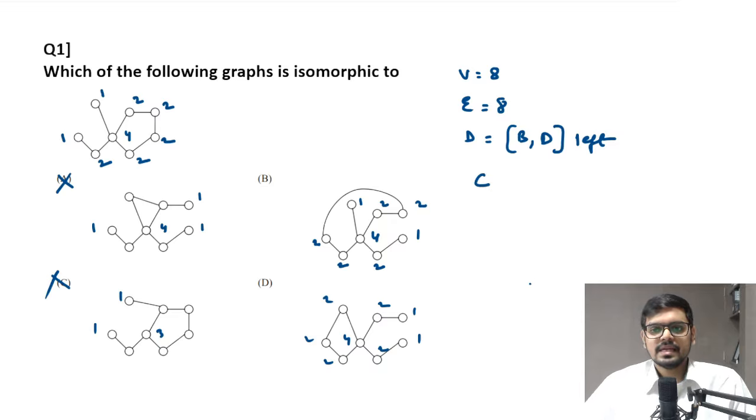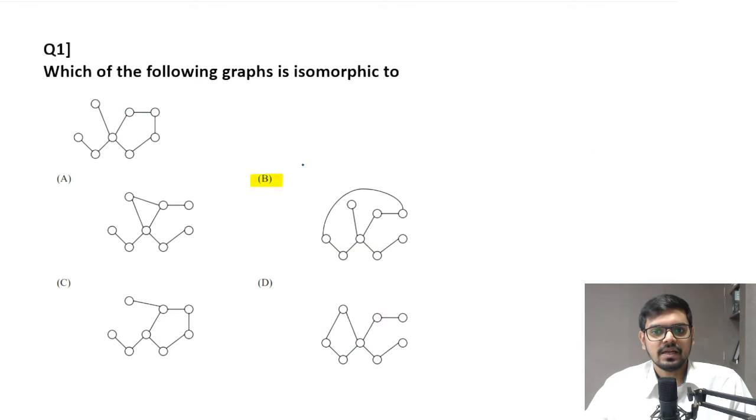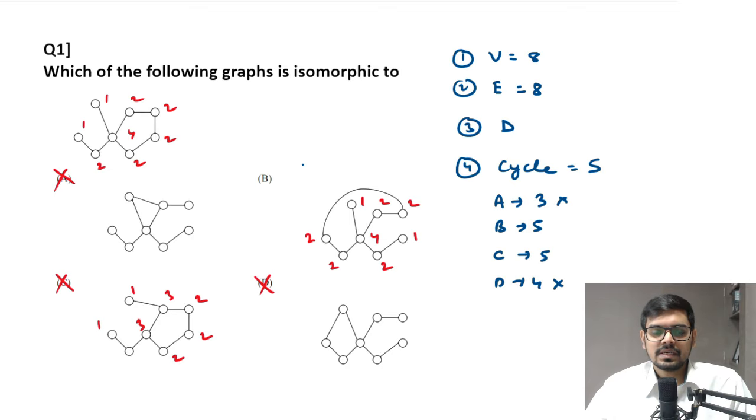Now if you check the cycle, how many cycles? 1 2 3 4 5. A 5 cycle is there. Here 1 2 3 4 5. A 5 cycle is there. Here 1 2 3 4. A 4 cycle, wrong. So option elimination is saying option B is correct. Final answer. But this technique was a time-taking technique.